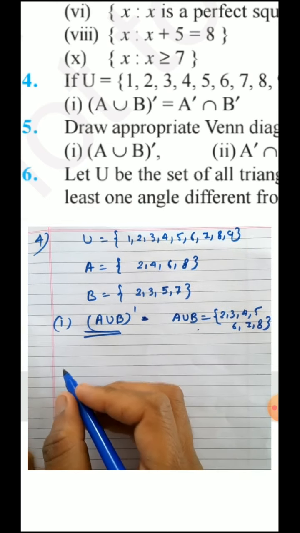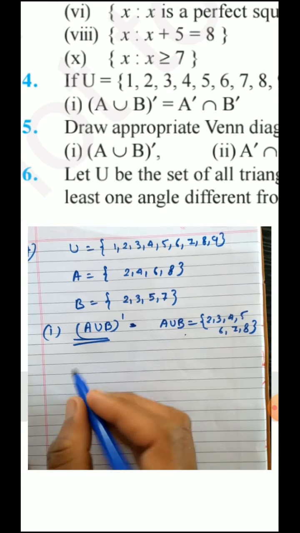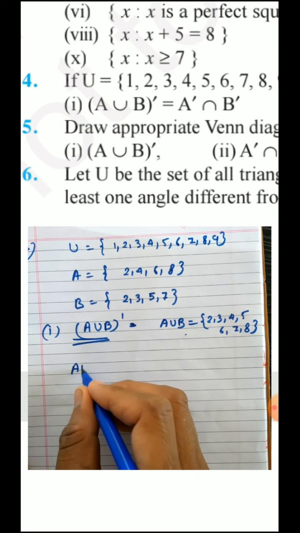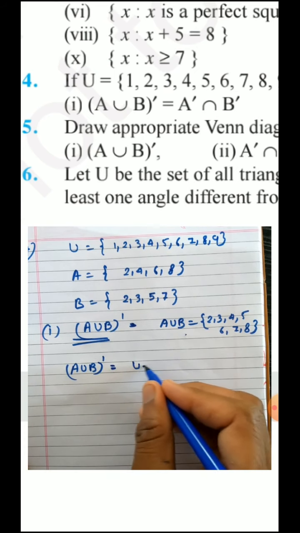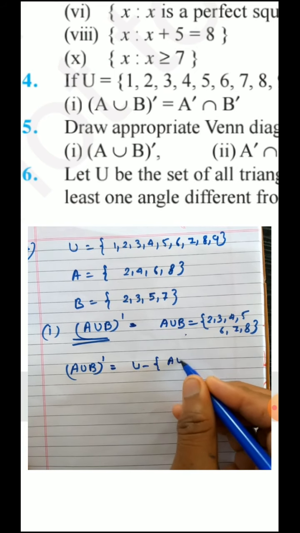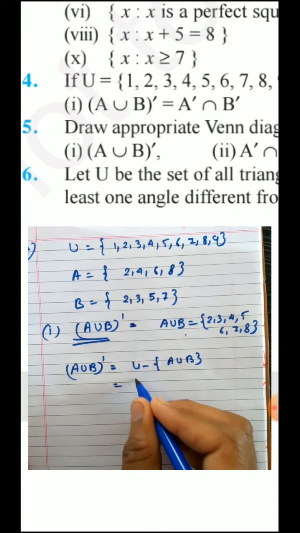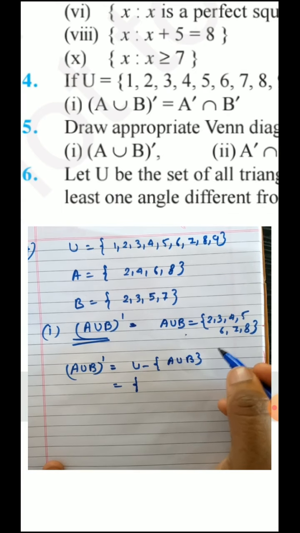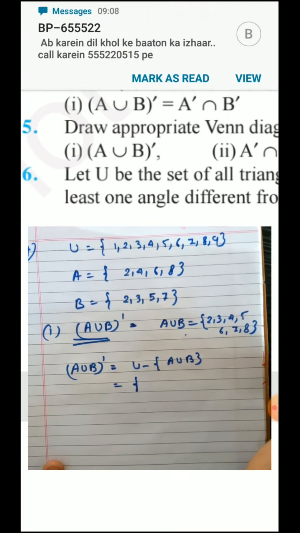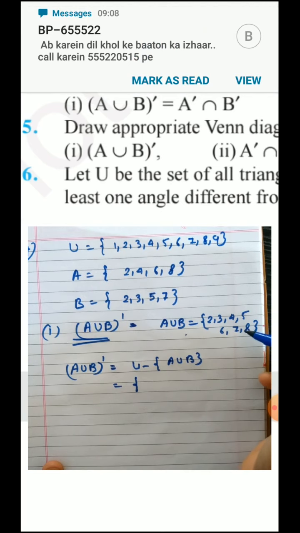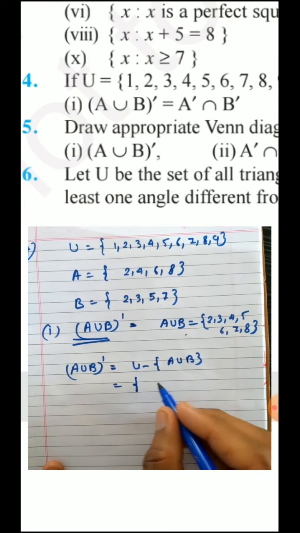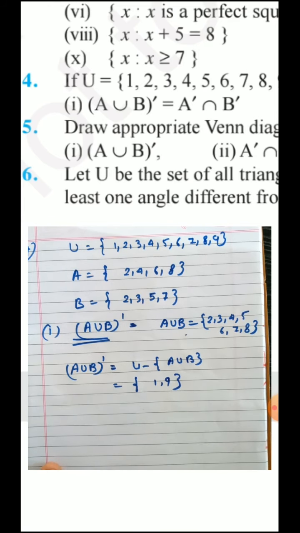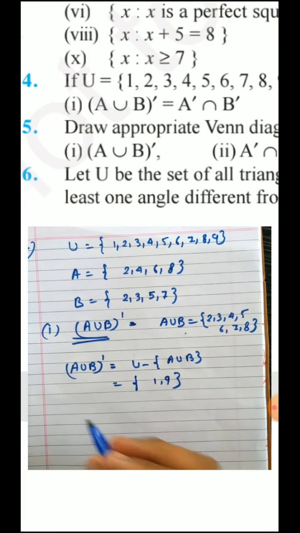Okay, now the complement of A union B. (A union B)' equals the universal set minus A union B. You will remove 2, 3, 4, 5, 6, 7, 8 from the universal set. Only 1 and 9 will be left. Same way, on the right hand side.